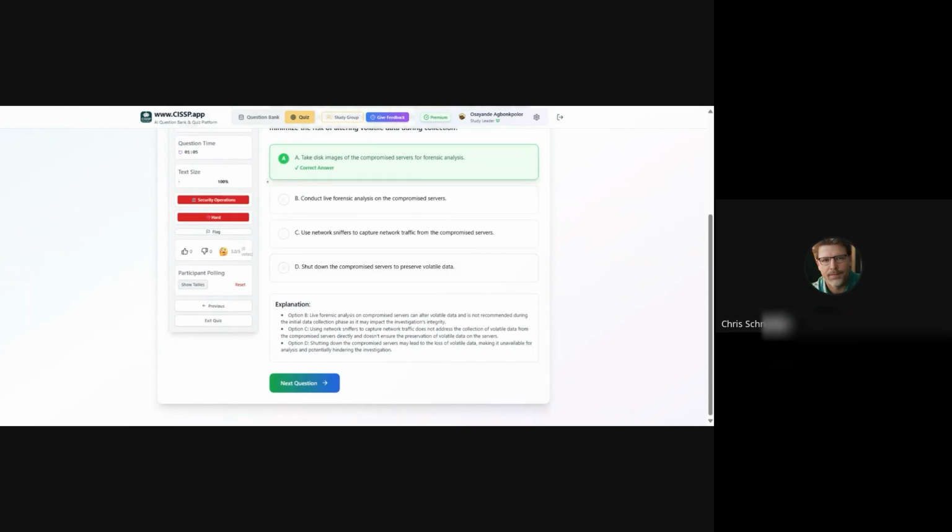Why is B incorrect? Let's see. Yeah, I'm ready. Main information integrity. Yeah, like forensics, and volatile data. This is not so straight. I don't know. That's a tricky one.